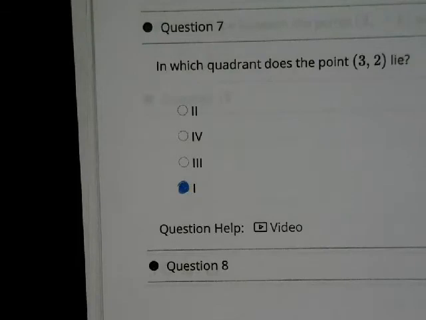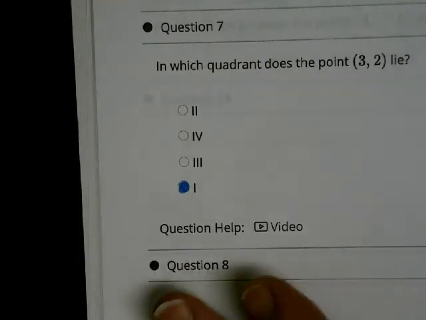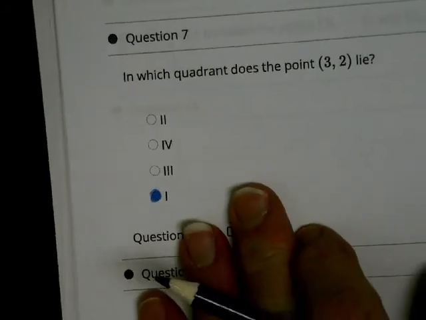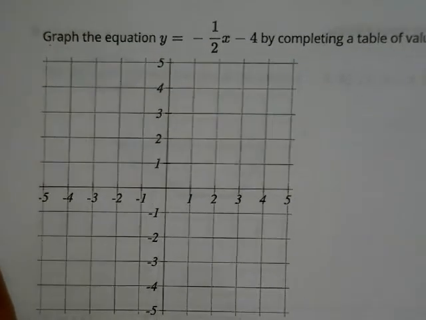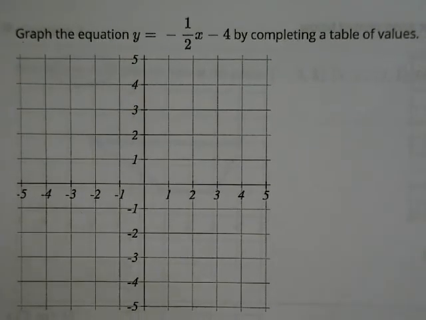Okay, starting with question number 8. The point (3, 2) ends up in the first quadrant. Okay, question number 9. It says graph this line by completing a table of values.